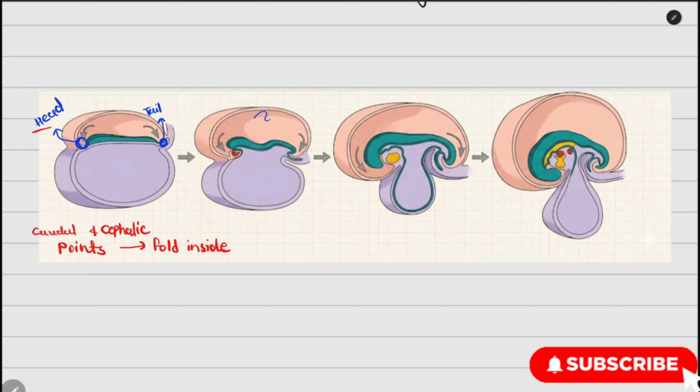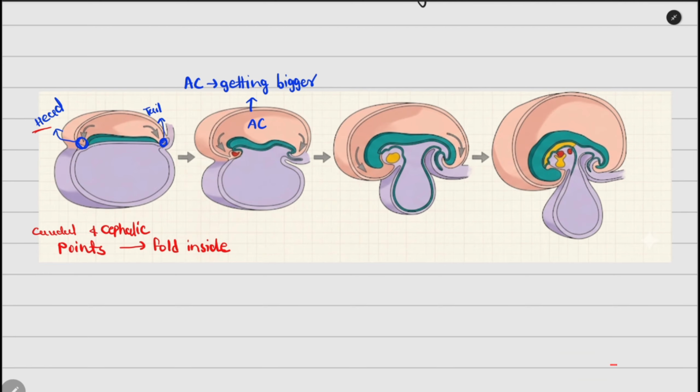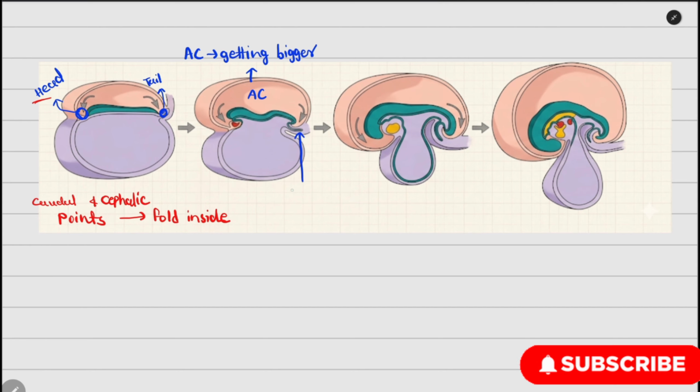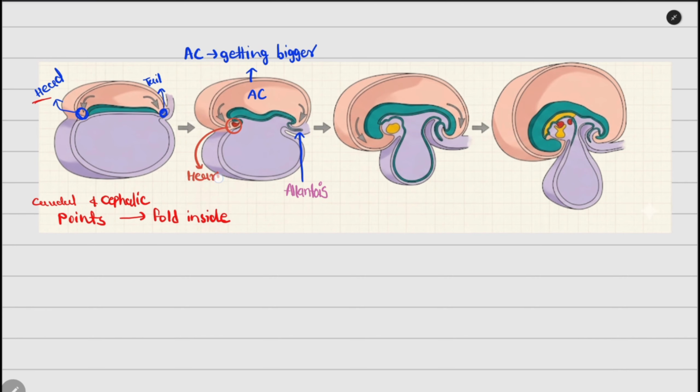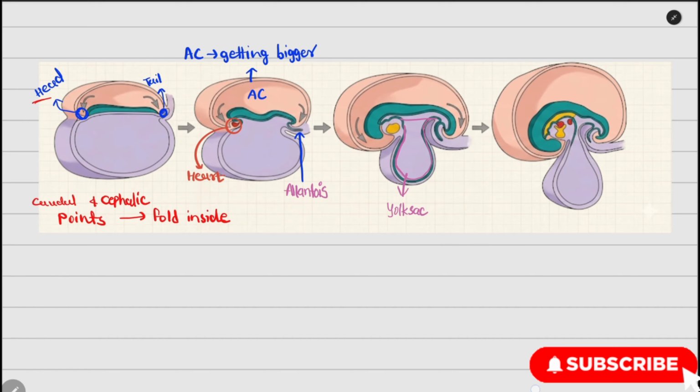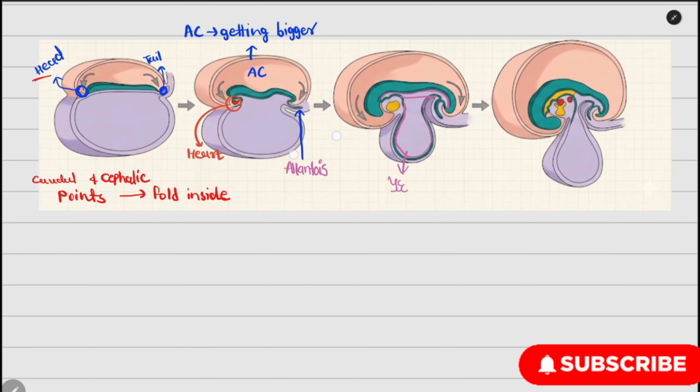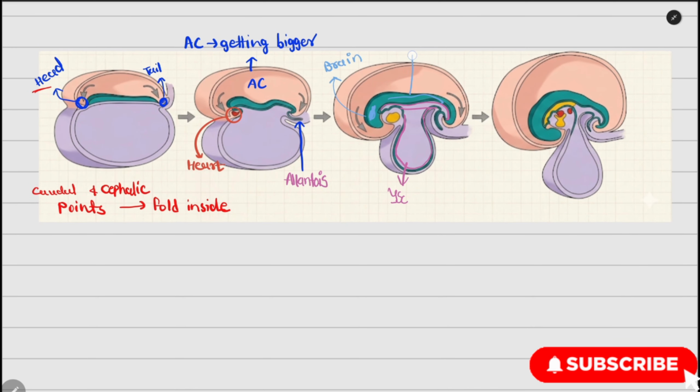Above this point we have the amniotic cavity, and if these two points fold inside, the amniotic cavity will get bigger. As we know, we have endoderm, mesoderm, and ectoderm. From the endoderm, the Allantois duct will protrude into the yolk sac cavity, and from the mesoderm the heart will be here. And now this whole part is endoderm, and this is the yolk sac connected to the endoderm. From the ectoderm, this is the brain and spinal cord.